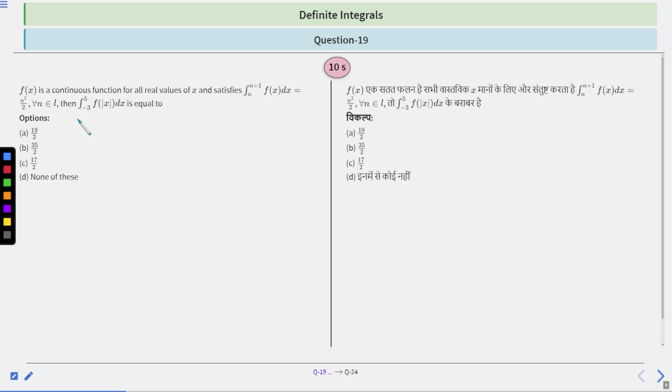Therefore, the integral of minus 3 to 5 f of mod x dx can be split into integrals over intervals between integers, like minus 3 to minus 2, minus 2 to minus 1, minus 1 to 0, like that. Clear? So in this way, you try to approach or split the questions on the interval of integers, and you can approach this question like that. You have 10 seconds to solve this question. After 10 seconds, we will discuss the solution.